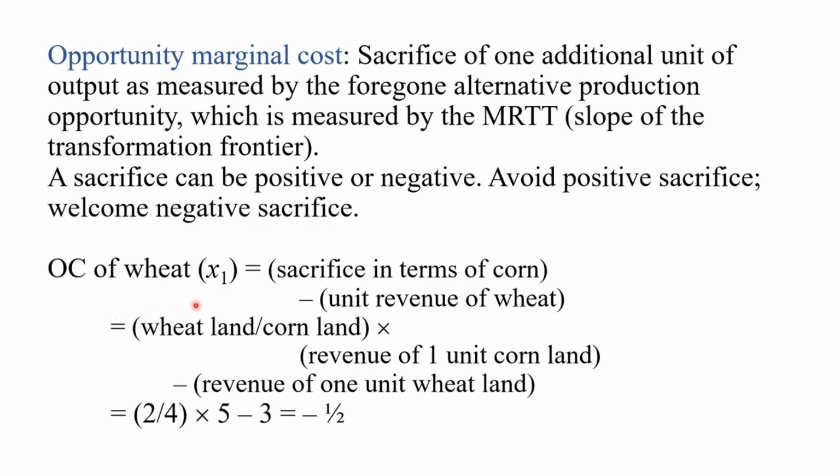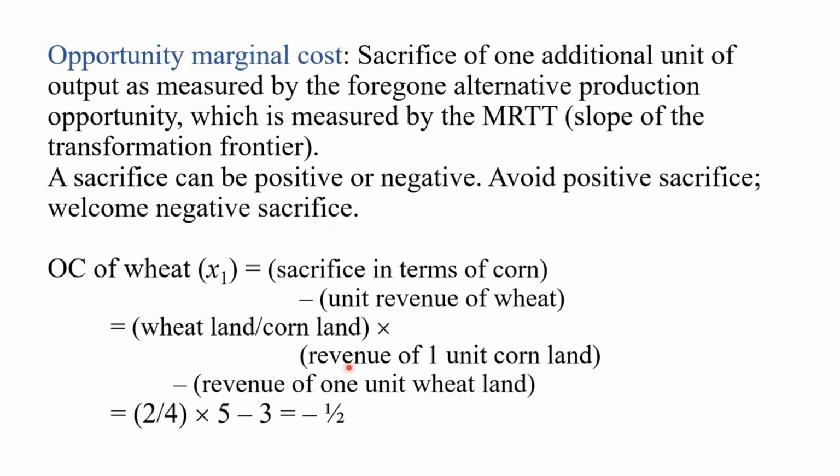So the opportunity cost of wheat is equal to the sacrifice in terms of corn minus the unit revenue of wheat, which is equal to the wheat land divided by corn land times the revenue of 1 unit of corn land, minus the revenue of 1 unit of wheat land. So we take wheat land divided by corn land, multiply it by the revenue of 1 unit of corn land. That's the sacrifice, minus the revenue of 1 unit of wheat land. So it's 2/4, that's wheat land over corn land, times 5, which is the revenue of 1 unit of corn, minus 3, and that turns out to be minus 1/2.